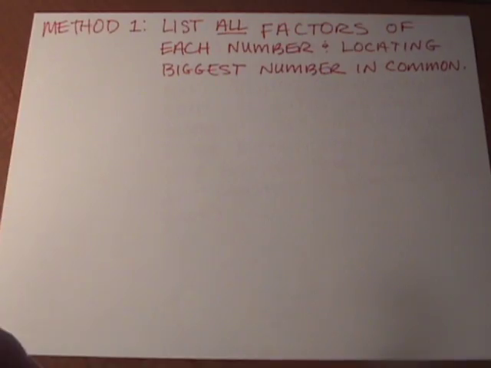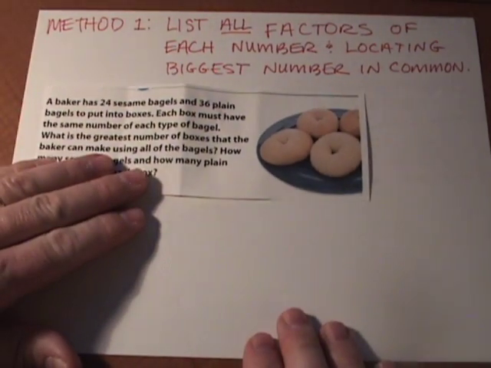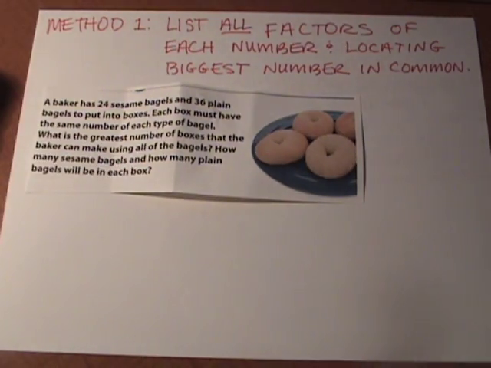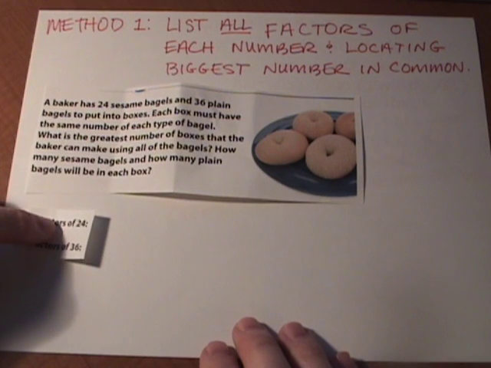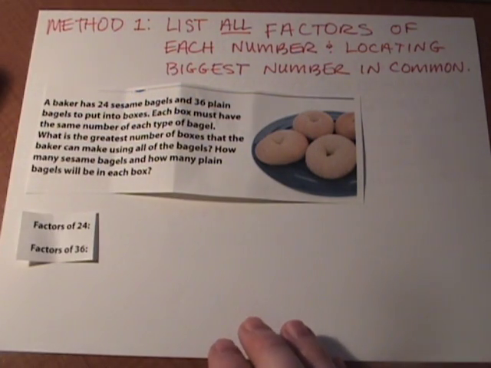So we have a specific problem that we're going to talk about, and that one says that a baker has 24 sesame bagels and 36 plain bagels to put into boxes. Each box must have the same number of each type of bagel. What is the greatest number of boxes that the baker can make using all of the bagels? How many sesame bagels and how many plain bagels will be in each box? So essentially what we're trying to do is find the greatest common factor of 24 and 36.